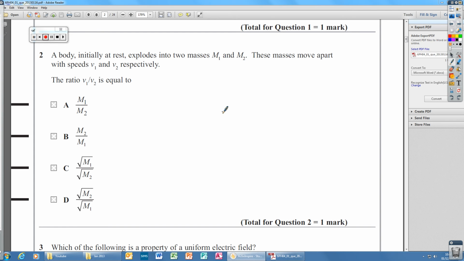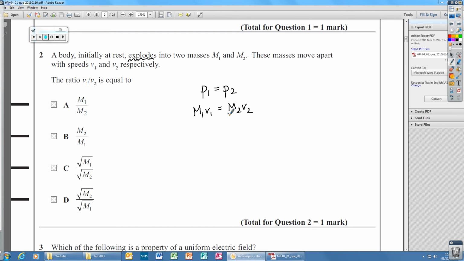Right, so looking at this one, when you read it, a body initially at rest explodes. So that immediately tells me that when it explodes, both of these masses, M1 and M2, have the same momentum. So I'm going to write that down. The momentum of the first one and the second one, the two halves, will have the same momentum. If we expand that and put the equation in, M1 V1 will equal M2 V2.